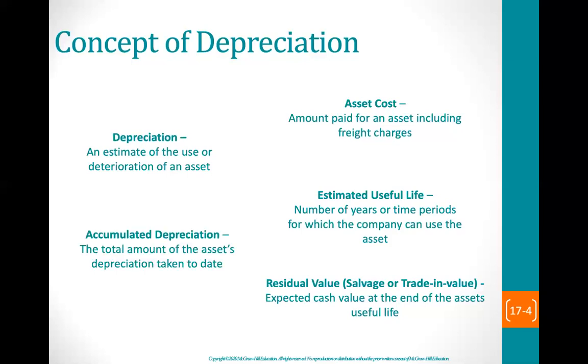Accumulated depreciation. Accumulated depreciation is shown on the balance sheet. It's the total amount of the asset's depreciation you have taken to date. In the first year of depreciation, accumulated depreciation will be equal to depreciation expense because you haven't taken any other depreciation except for year one. In the following years, it will be the prior year's accumulated depreciation plus the current year's depreciation expense. And we'll take a look at that in a minute when we prepare the depreciation schedule.